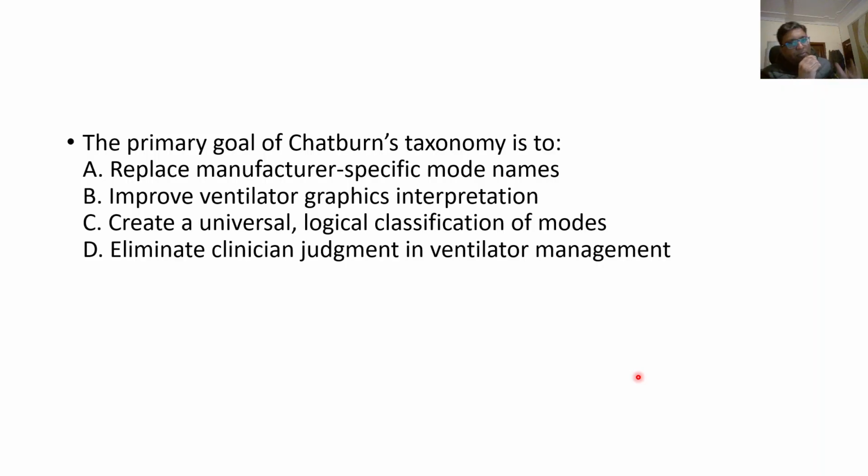The primary goal, ultimately, as in the last slide, is to replace confusion. The ultimate goal is to create a universal, logical classification of modes, so that there is no ambiguity in how the modes vary between ventilators and how you use them on a day-to-day basis.